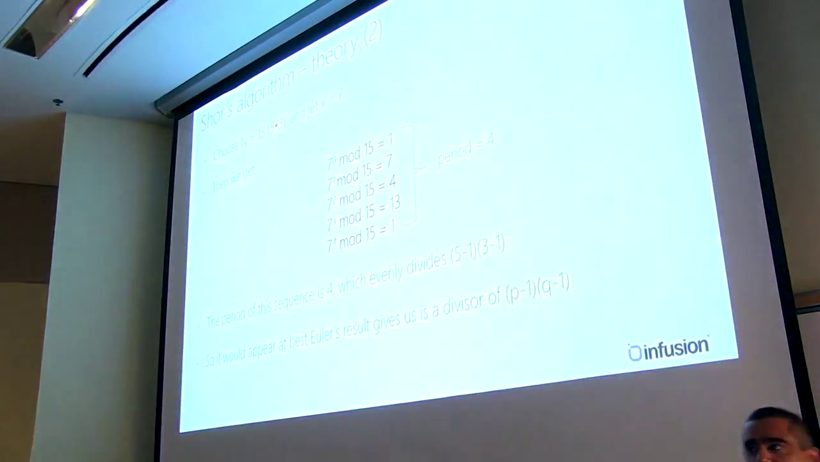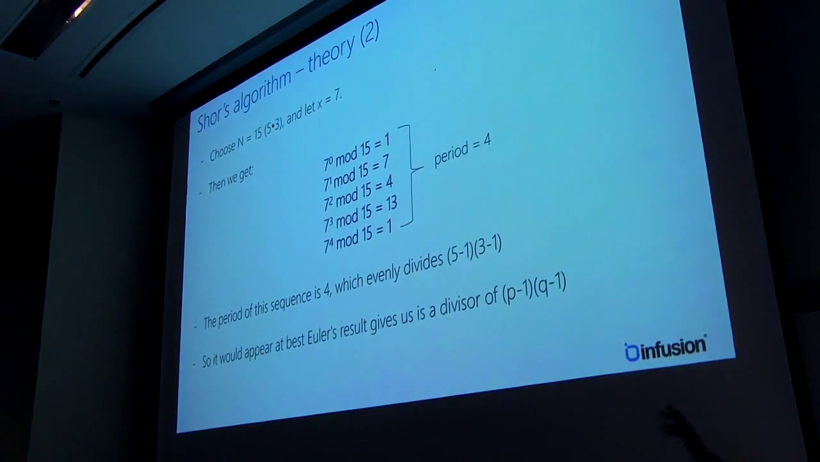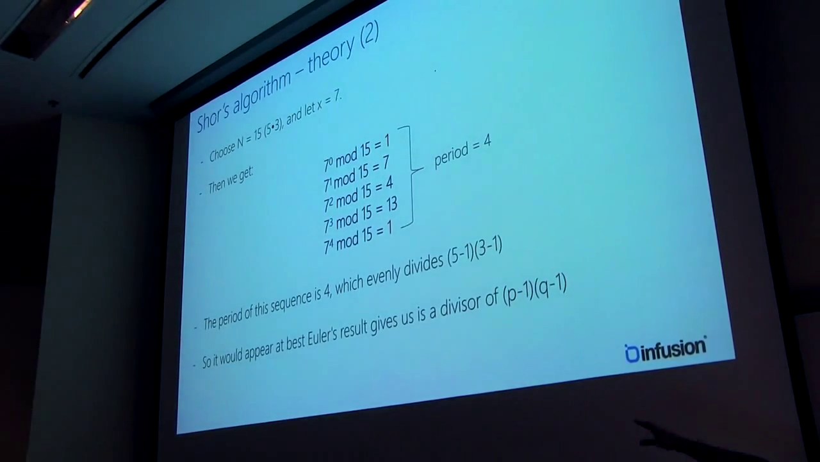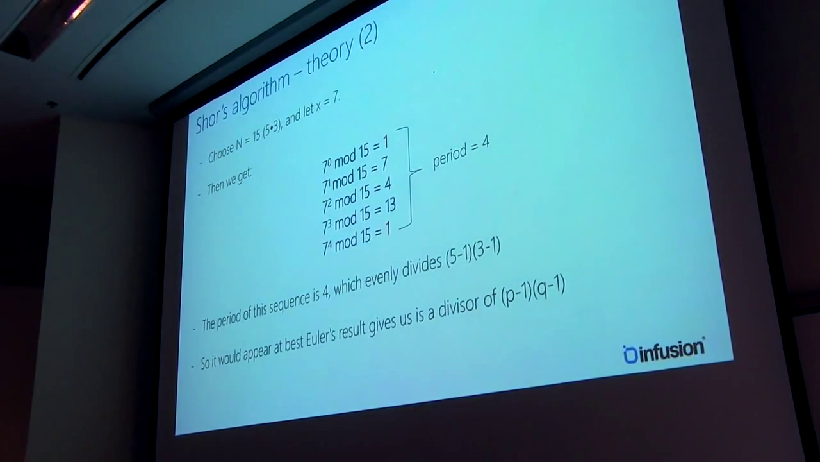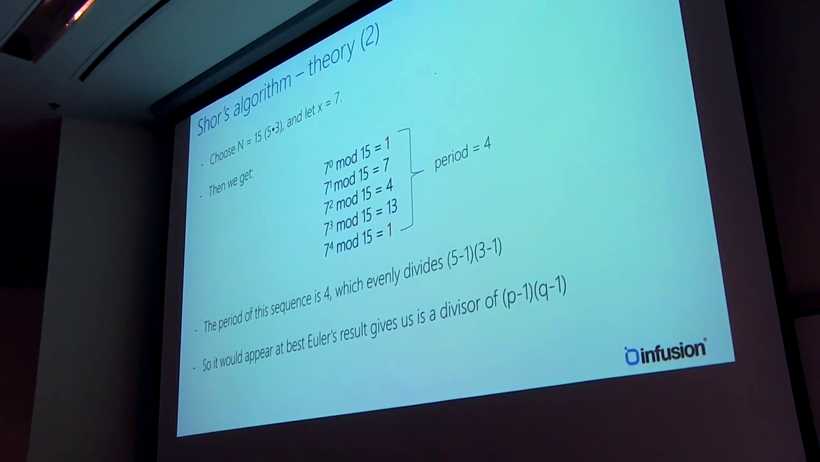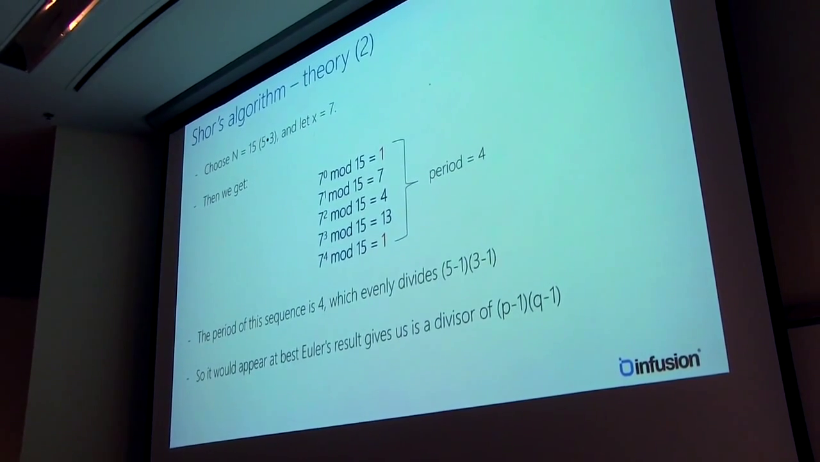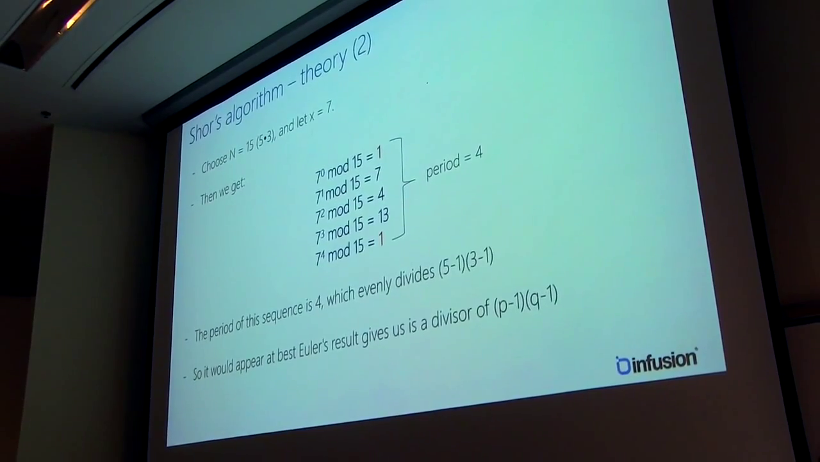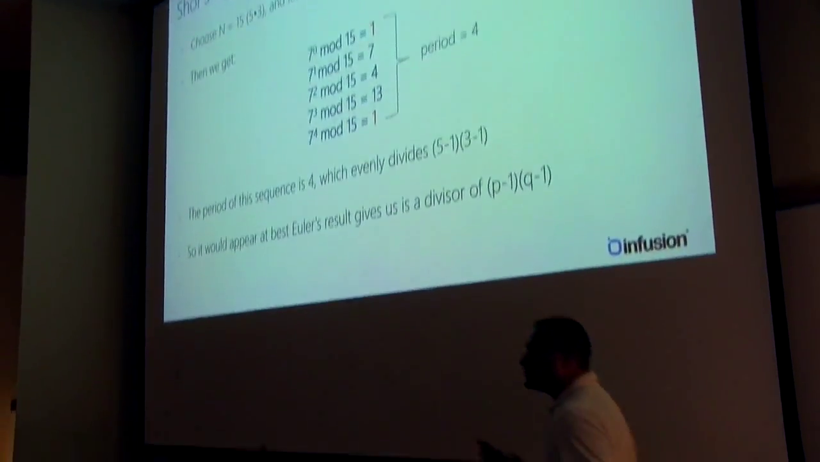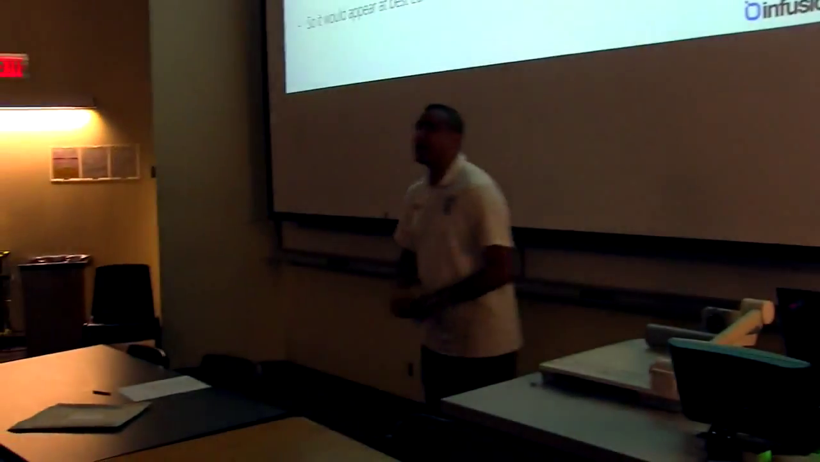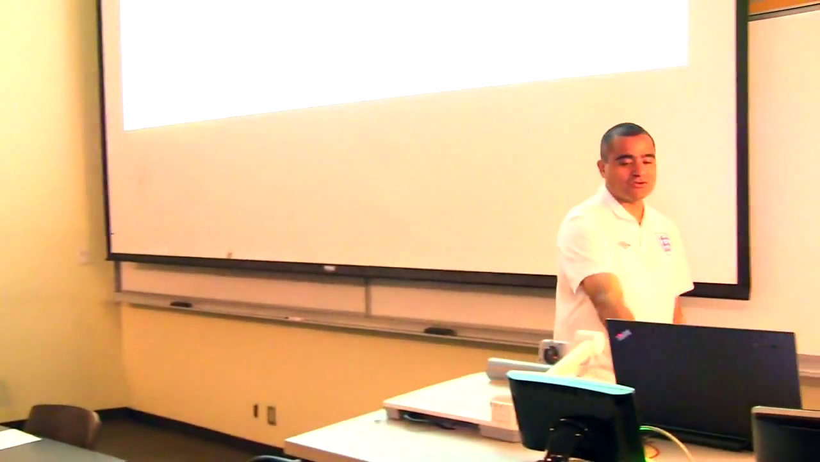So let's say I choose n equals 15. Those are the two prime numbers I'm choosing, 5 and 3. I multiply them together, I get 15. And then I'm going to choose 7 as the number to which I'm going to raise the powers. So you can see here, as I go 7 to the power of 0, 7 to the power of 1, 2, and I take the modulus by 15, eventually this series will repeat. In this case, the period is 4. Euler was able to demonstrate that from that frequency alone, we could determine the divisors of n. There's some mathematical trickery we can do that will do this.